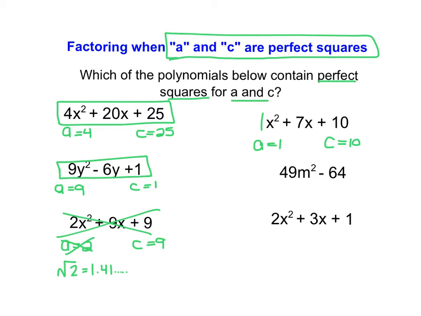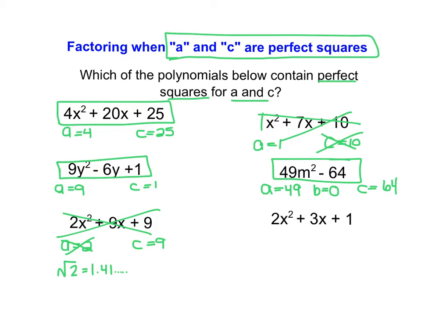If I try to square root 10 perfectly, I end up with a decimal value of about 3 point something. Because this is not going to produce an integer when it's square rooted, this entire thing cannot use the strategy we're about to discuss. Then here we have an A value equal to 49. Notice that there's no B value in here. Our B value would really be 0. And our C value is equal to 64. Both of those can be perfectly square rooted, and as a result, this strategy will work here.